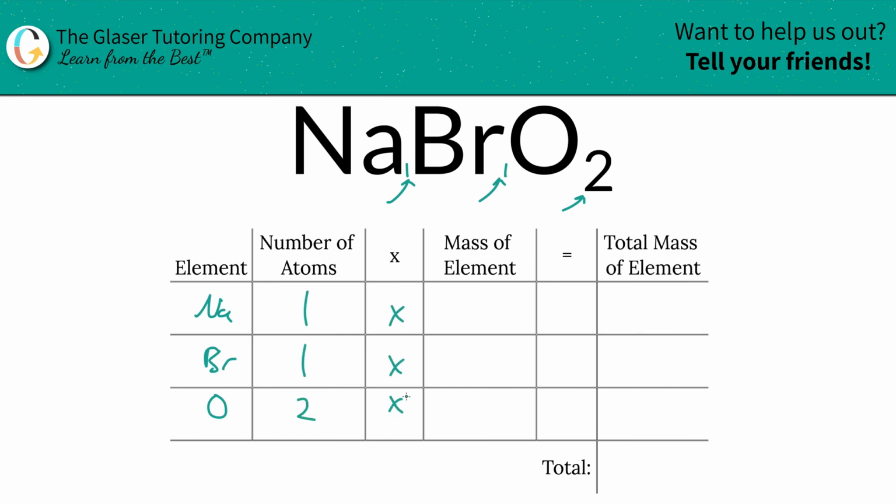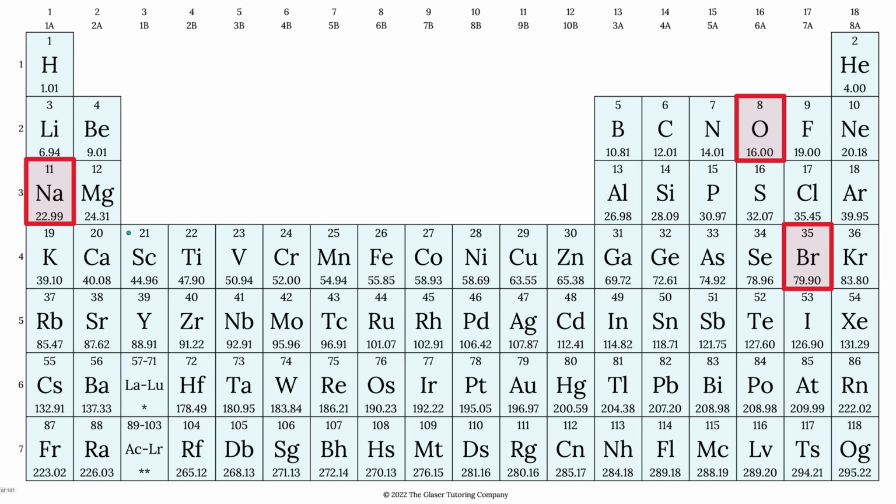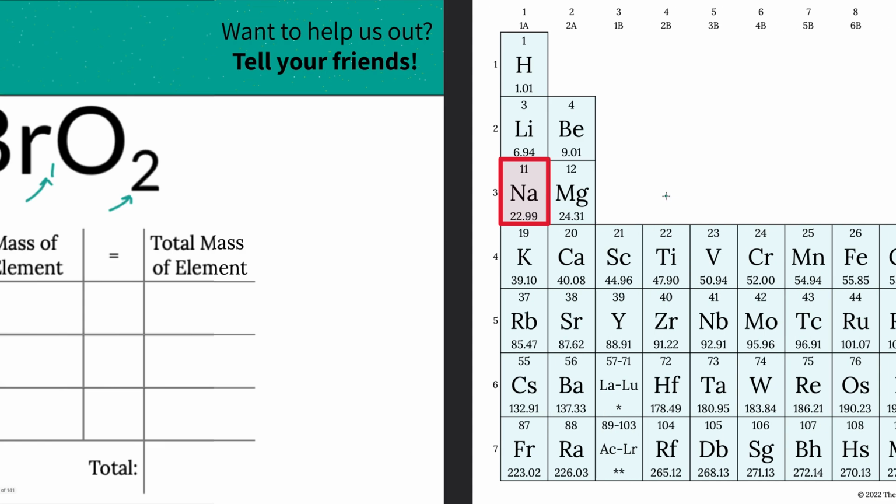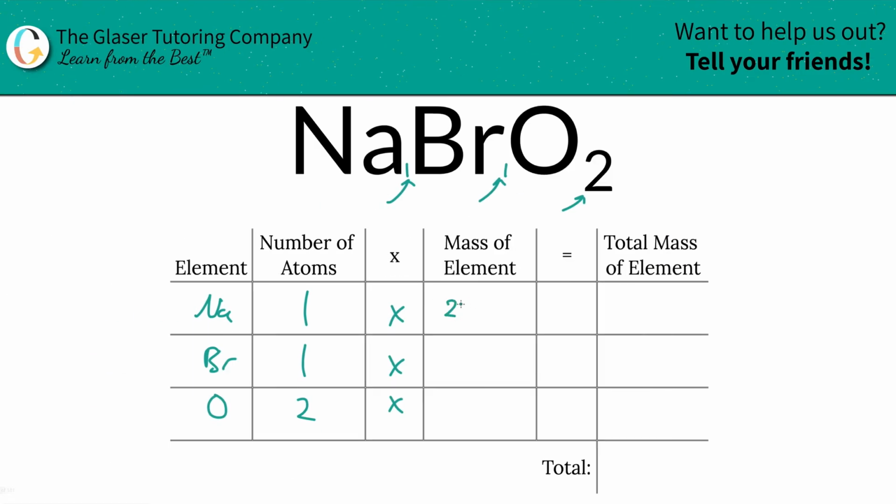Then we're going to simply multiply the number of atoms by the mass of the element. The masses are found on the table here. So these are the masses for each of those particular elements, and that's what we're going to write down. The mass of sodium was 22.99, bromine was 79.90, and oxygen was 16.